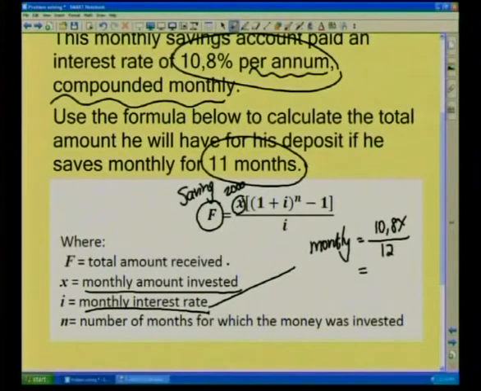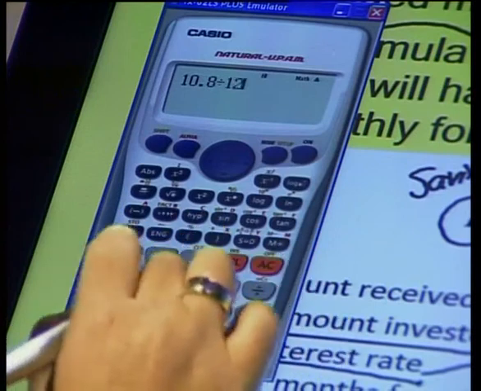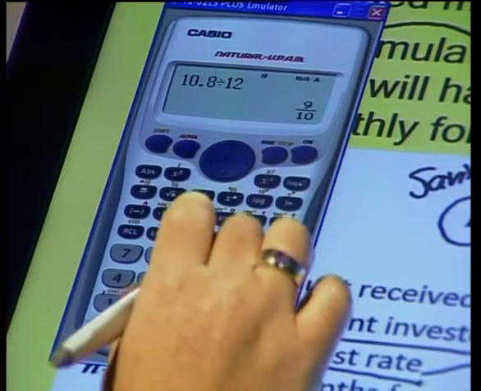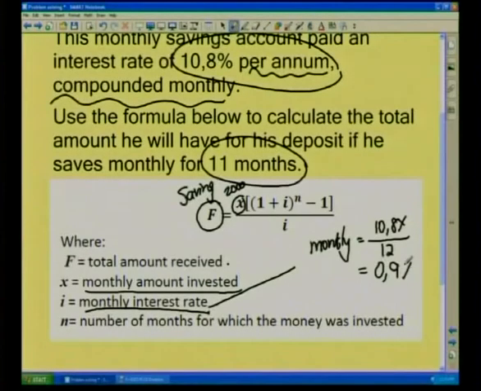Using our calculator to help us, 10.8 divided by 12 is equal to 0.9%. So that's actually what I'm going to use, is 0.9%. I'm going to write that in so that I remember, and 0.9, don't forget the percentage sign as well. And N is the number of months. Sometimes it could be years, so read carefully what it is implying here, and that's 11 months that we've invested our money for.